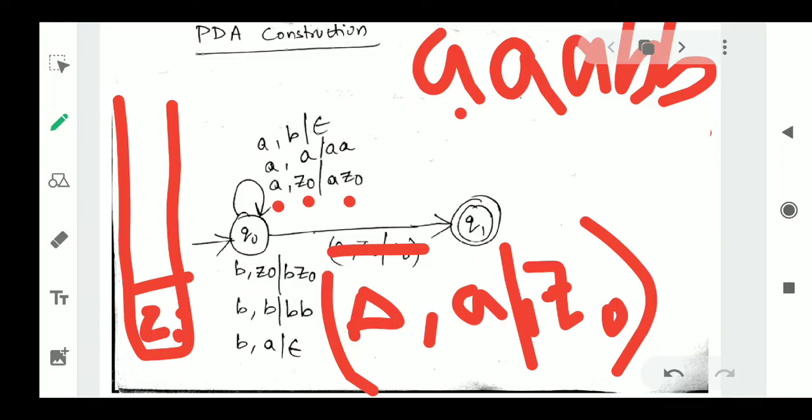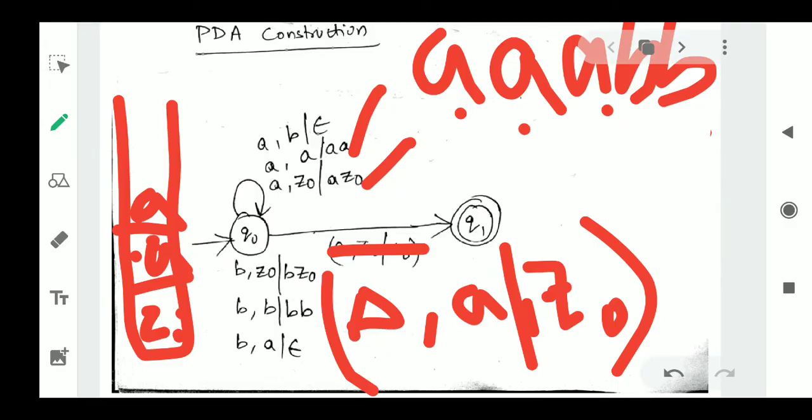When I read input symbol A, top of the stack is Z0. What will I get? A Z0. So now top of the stack is A. Now another input symbol is A, and top of the stack is A. What will I do? I will perform the push operation. Please remember, push operation means we are going to insert one more A into the stack.